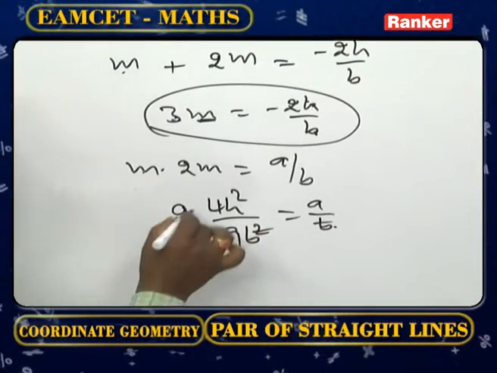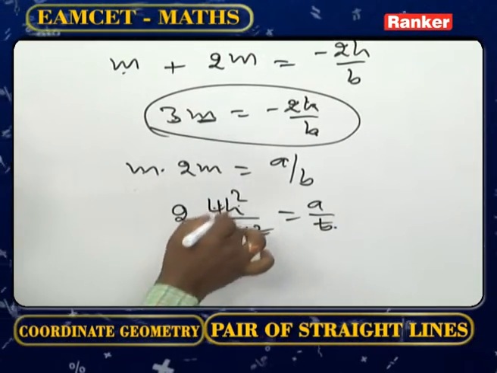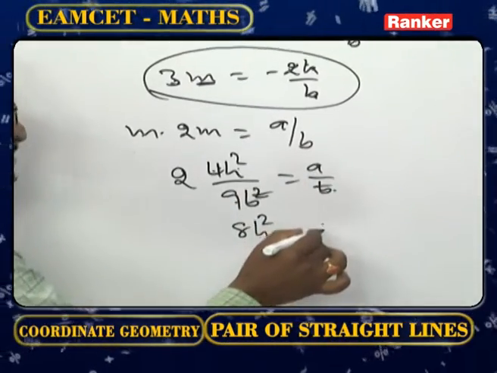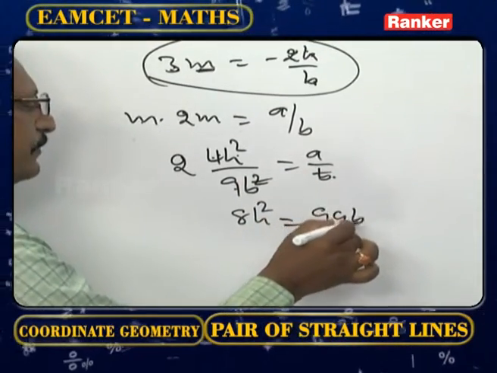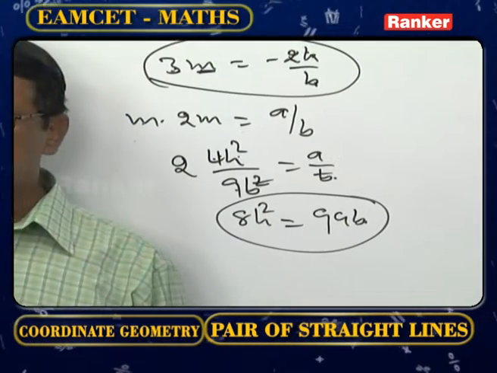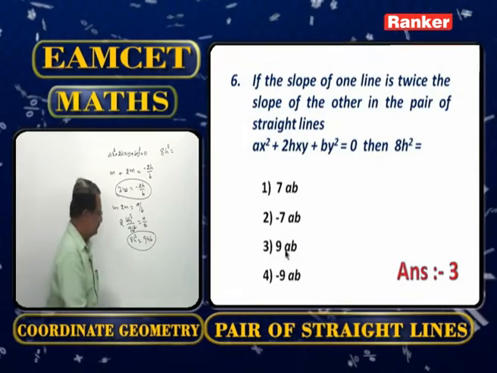b cancels. Now, 2 into 4h square, 8h square equals, by cross multiplication, we get 9ab. Now, 8h square equals 9ab. Third option is the correct.